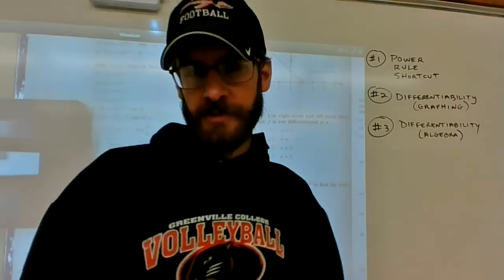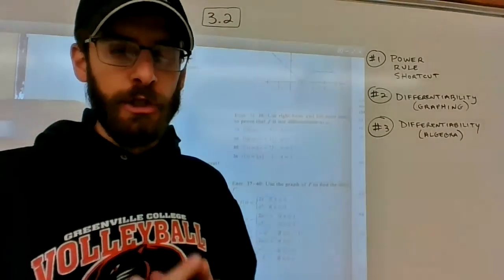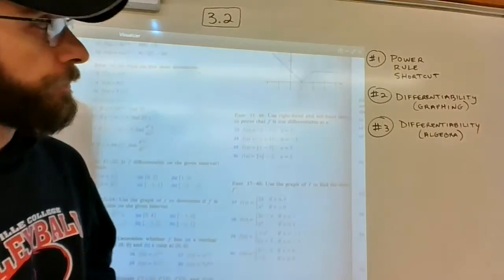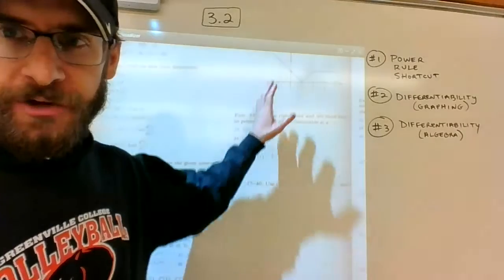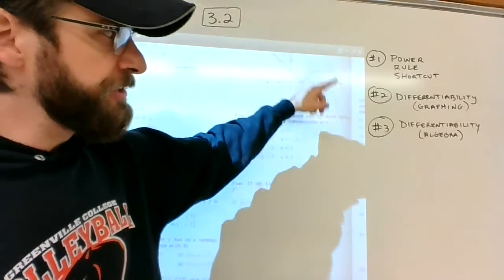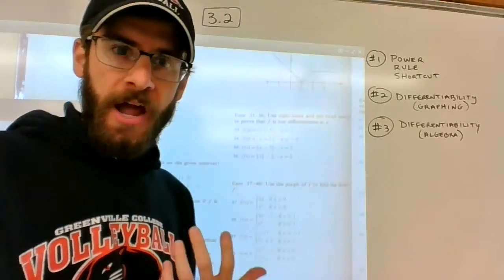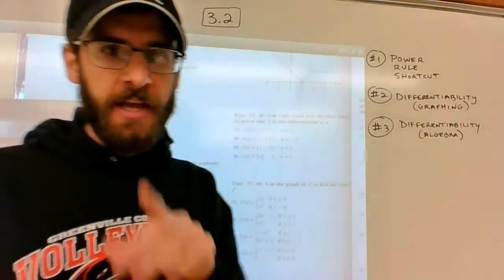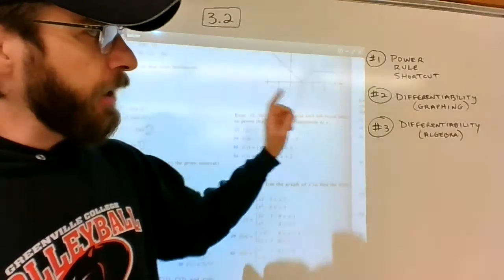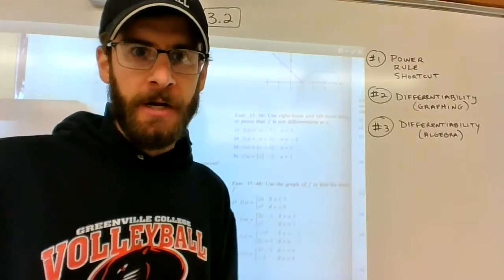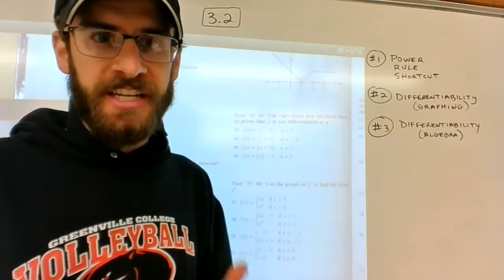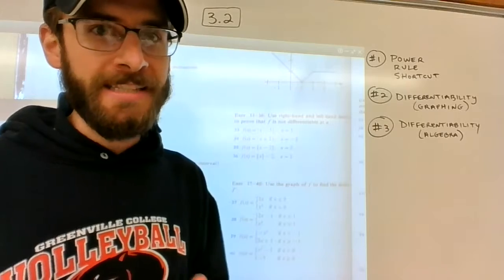Hello, AP Calculus. We are back to conclude 3.2. So, here are my 3 goals. I want to just reiterate what's going on with that whole power rule shortcut. Talk about differentiability as it pertains to graphing. How can we look at a graph and say, that's not differentiable or that is differentiable? And then how can we talk about differentiability from a context of computing with algebra using limits and the definition of the derivative? So let's get to it.